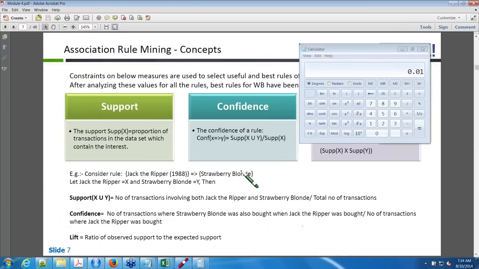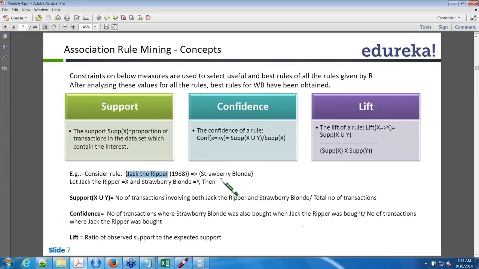Let's take two examples: Jack the Ripper and Strawberry Blonde. Whenever Jack the Ripper is bought, Strawberry Blonde is also bought together. Take Jack the Ripper as X and Strawberry Blonde as Y. The number of transactions involving both Jack the Ripper and Strawberry Blonde, divided by the total number of transactions, will be the support. So what level of percentage it should be present at so that these products are purchased together, and we have a minimal number of transactions which I take into account for my analysis.